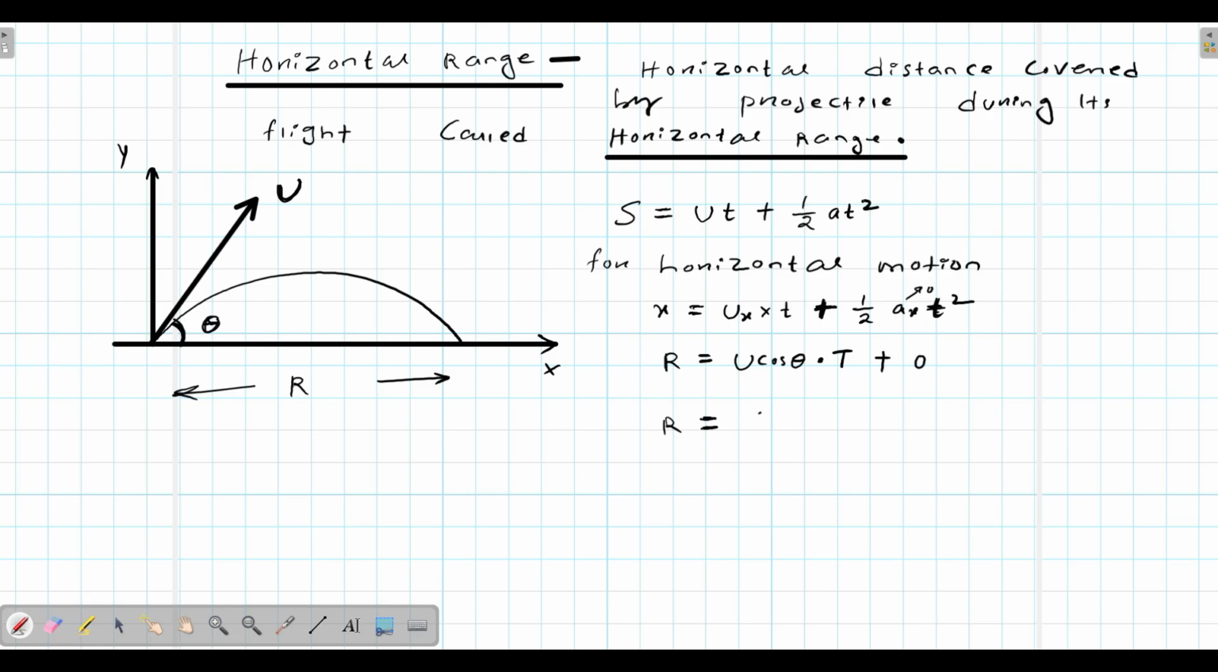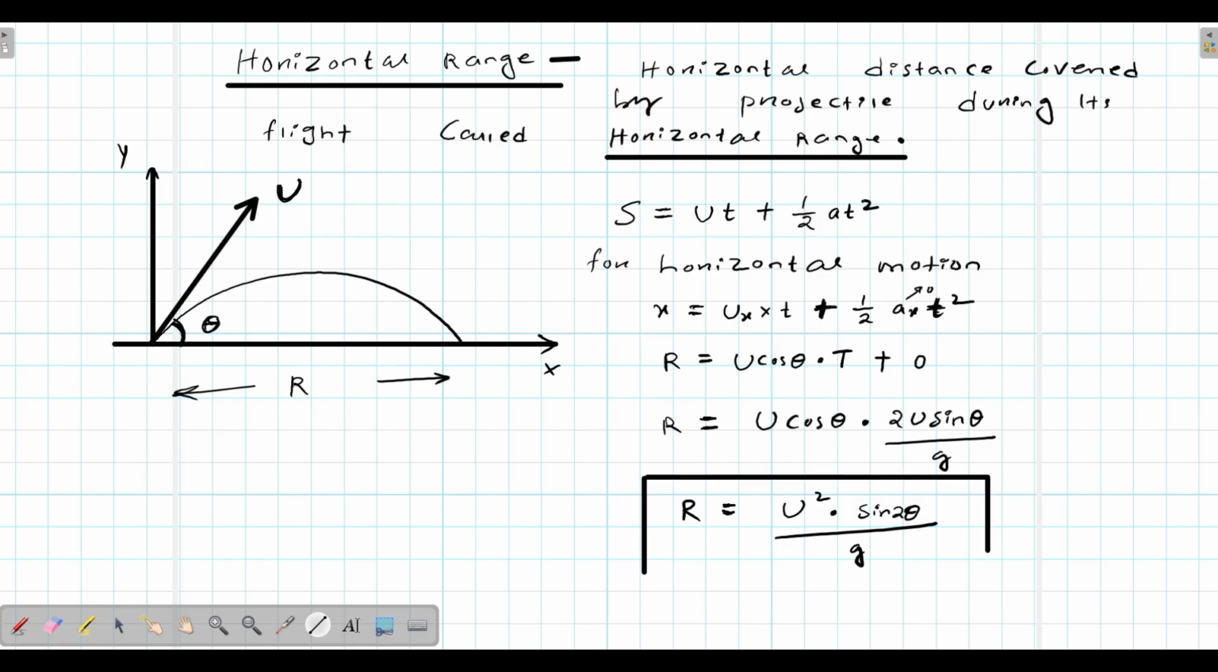So time equals to how much? Time equals 2u sine theta divided by g. So R equals to how much? R equals u square 2 sine theta cos theta, that is sine 2 theta divided by g. R equals u square sine 2 theta divided by g. R is the range, the horizontal range.